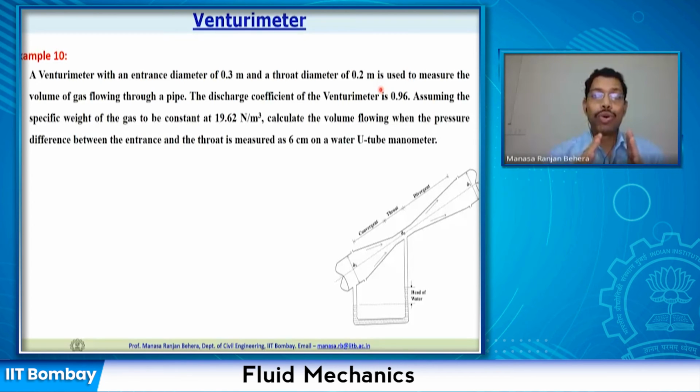Calculate the volume flowing when the pressure difference between the entrance, that is at section 1, and the throat, that is section 2, is measured, and that is found out to be 6 centimeter. Okay. So now it is 6 centimeter of water, so the manometric fluid used here is water, and there is a flow of gas in the pipe and venturimeter. All right. So for this, we have to find out what is the discharge.